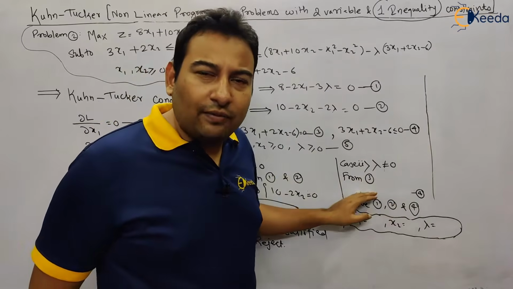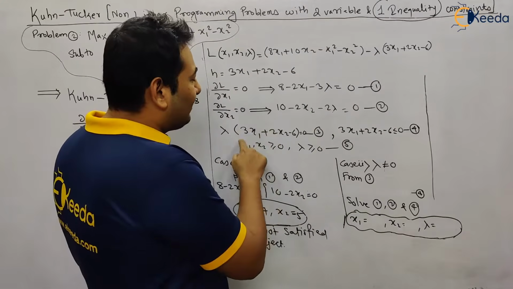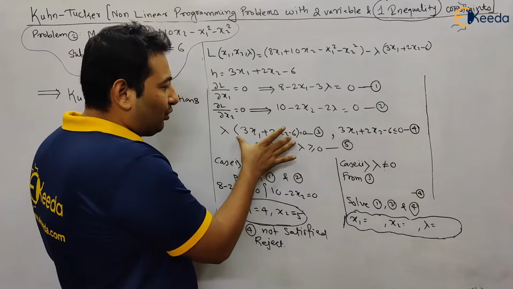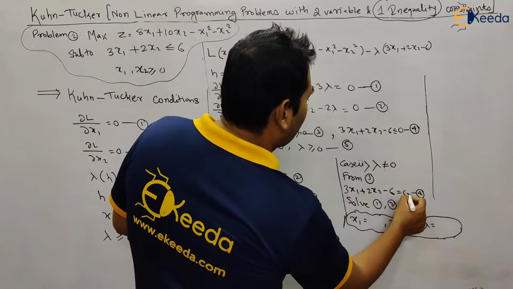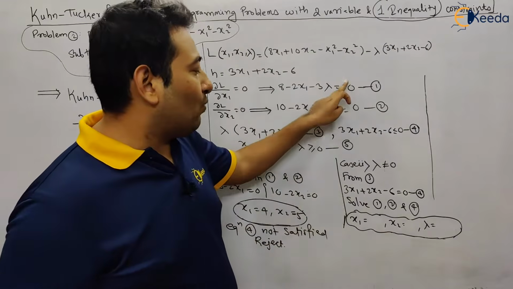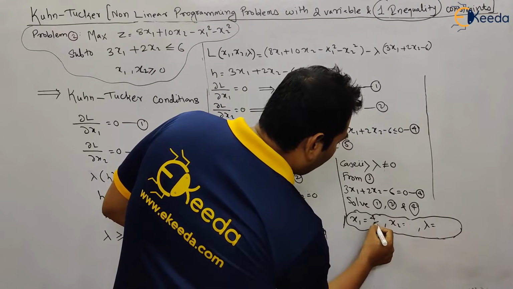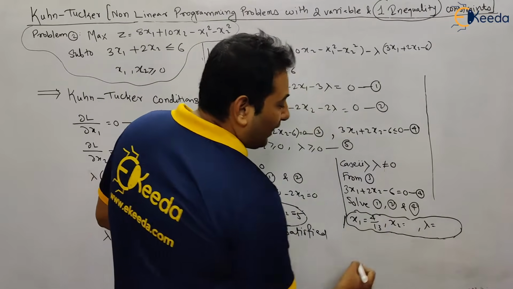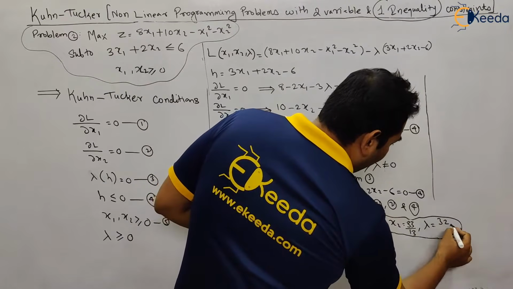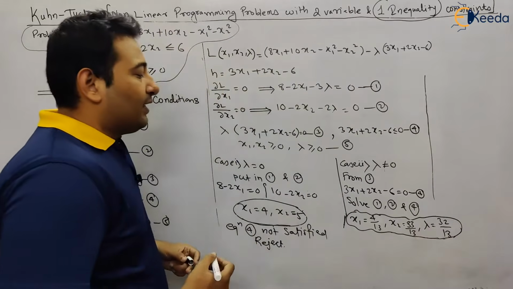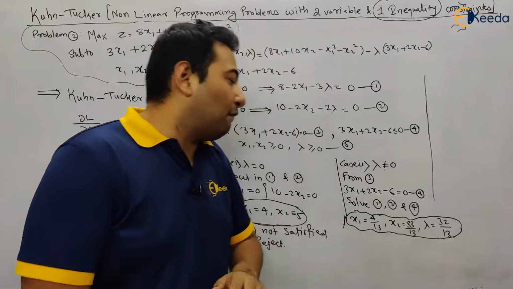Lambda not equal to 0, fixed procedure. Lambda not equal to 0, this clearly indicates that this particular term has to be 0. Now solving 1, 2 and 4, solve in calculator. X1 value you will get is 4 upon 13, please verify. X2 value you will get as 33 upon 13, and lambda value you will get 32 upon 13. So these are the values that you're going to get by using calculator by solving 1, 2 and 4.